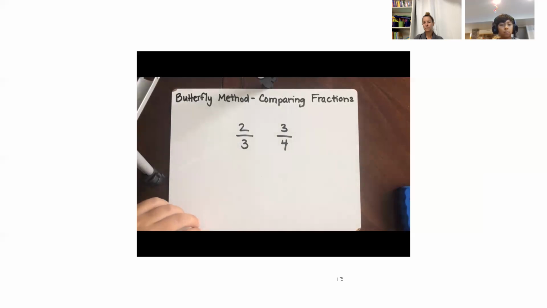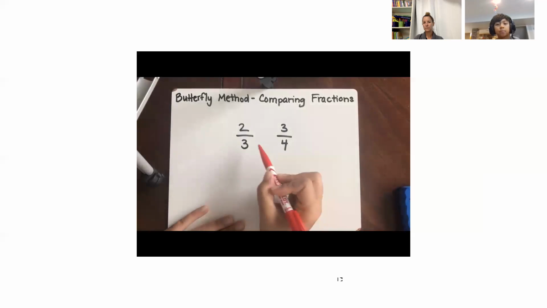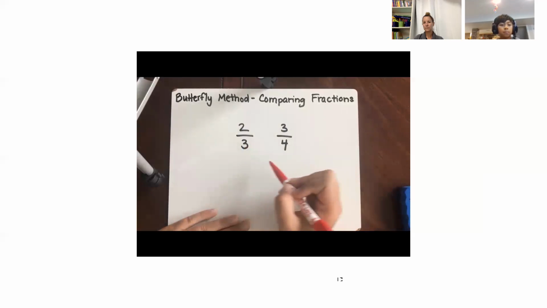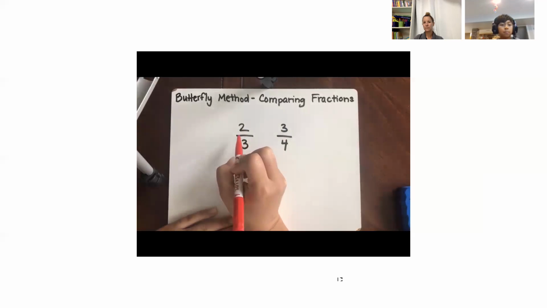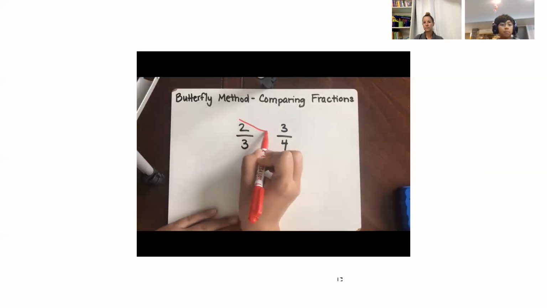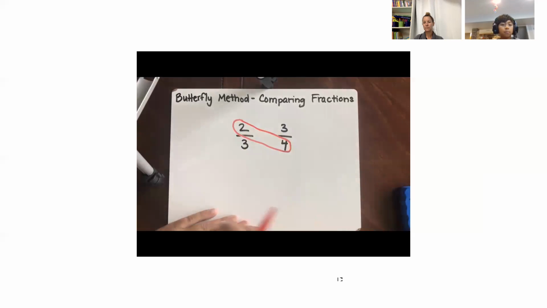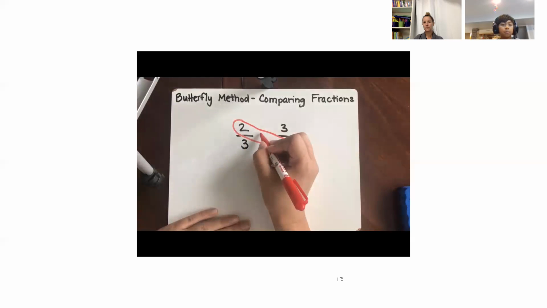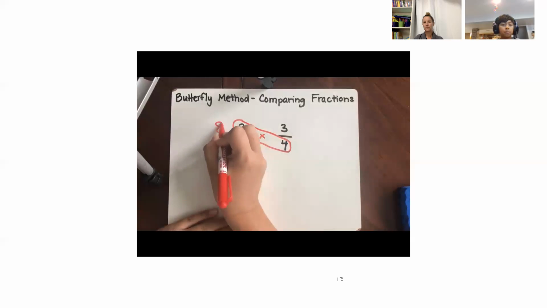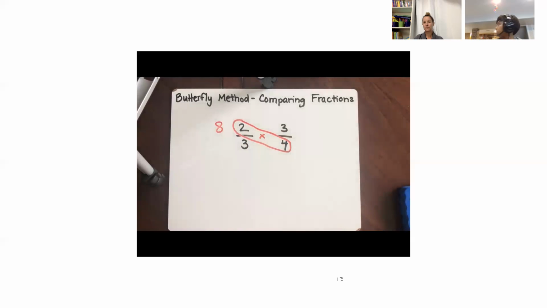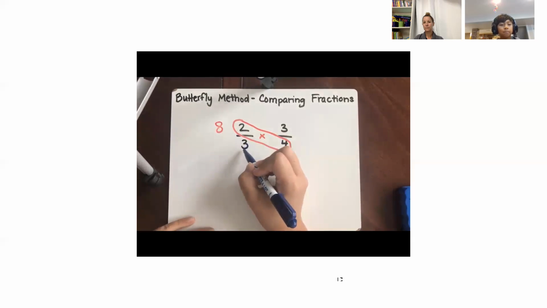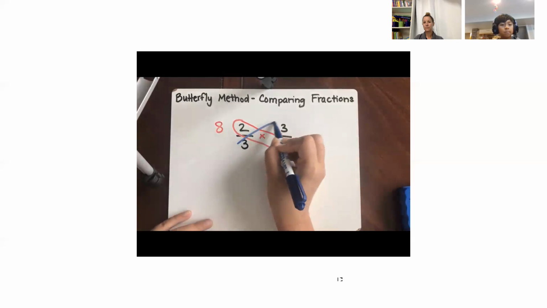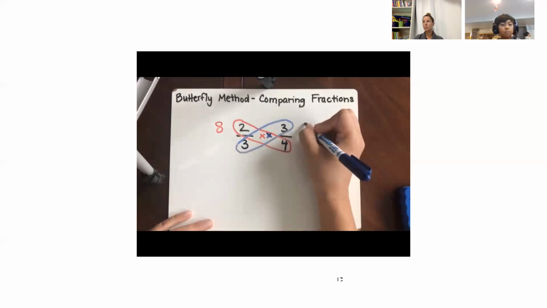So with the butterfly method, what you want to do is compare the numerator and denominator across the two fractions. You're going to start with the first numerator and cross it with the denominator, and multiply those numbers. 2 times 4 is 8. I'm going to leave my 8 over there. Then I'm going to cross multiply with the other numbers, but now I'm going to do the denominator and the numerator. Same thing, I'm going to multiply those. 3 times 3 is 9.